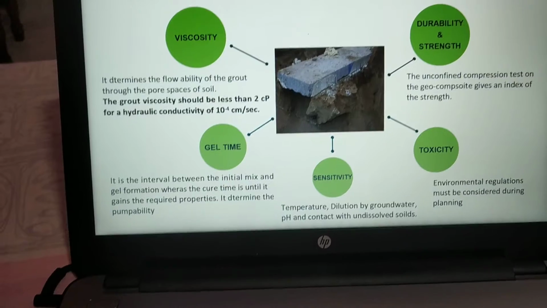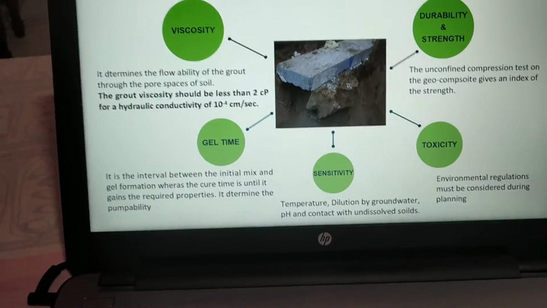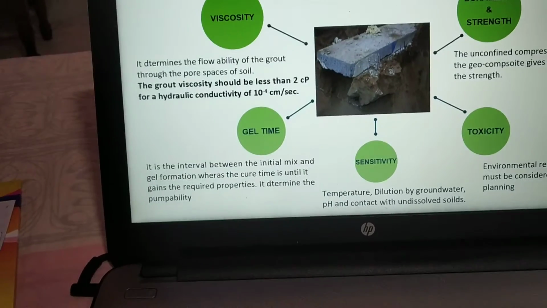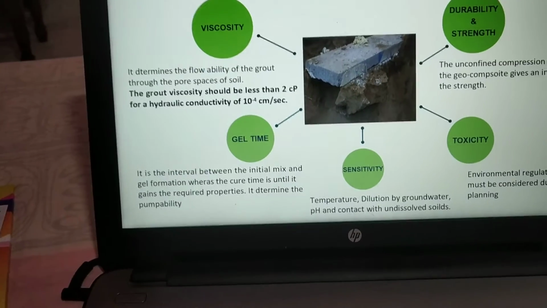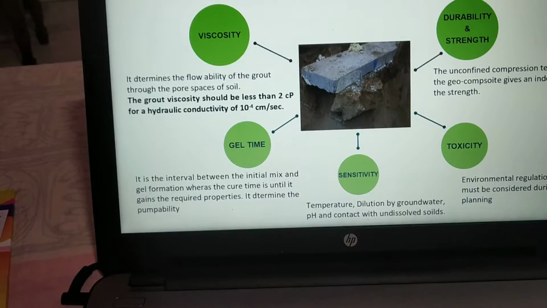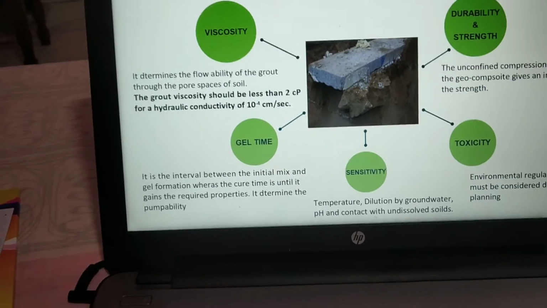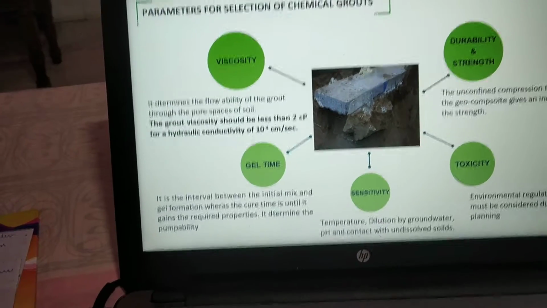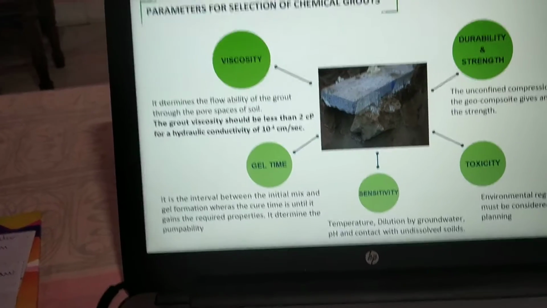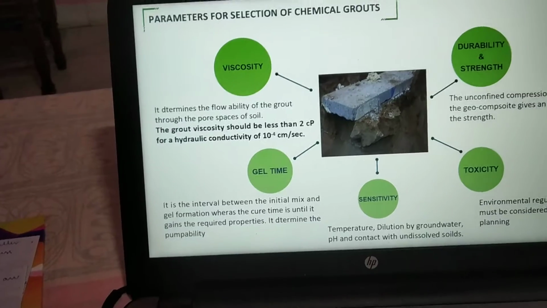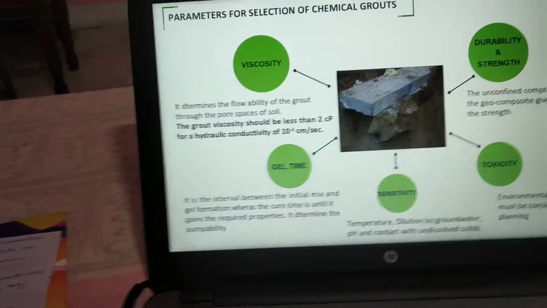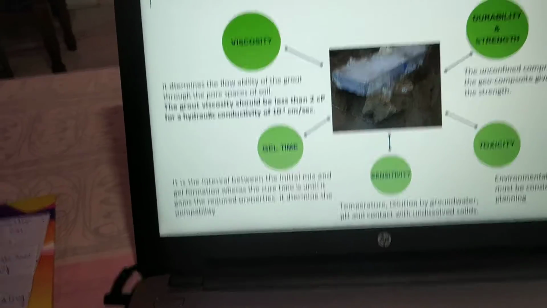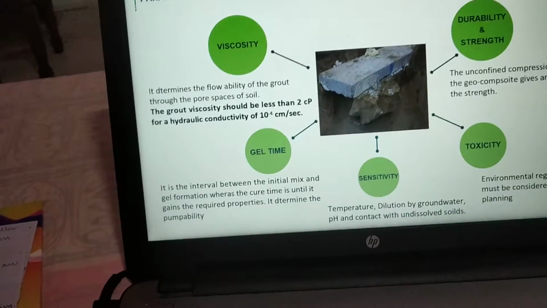Now, as we already know, viscosity is the flowability of any material or grout through the pore spaces of the soil or any medium. So in general, if the hydraulic conductivity of the medium is in the range of about 10 power minus 4 centimeter per second, the grout viscosity should be less than 2 centipoise. Whereas in case the hydraulic conductivity decreases from 10 power minus 4 centimeter per second to 10 power minus 8 centimeter per second, the grout viscosity should vary in the range of 2 to 4 centipoise.